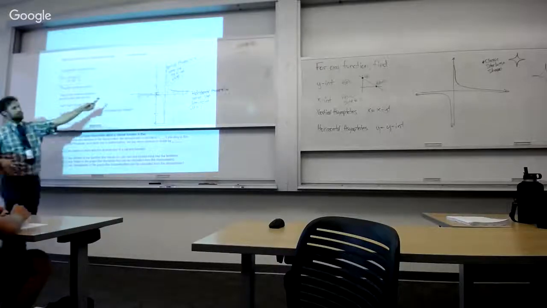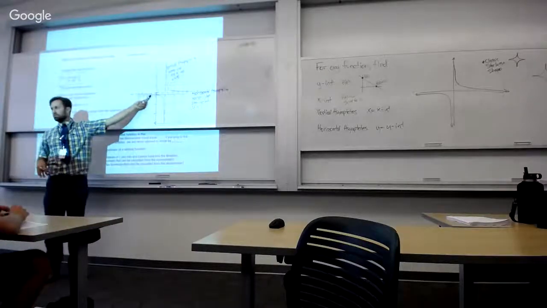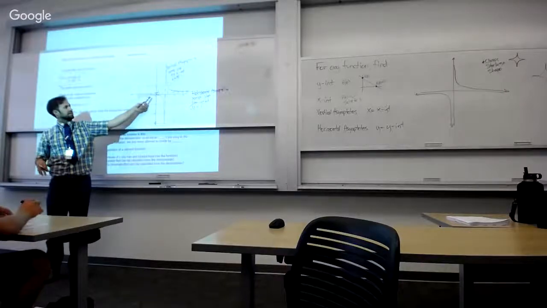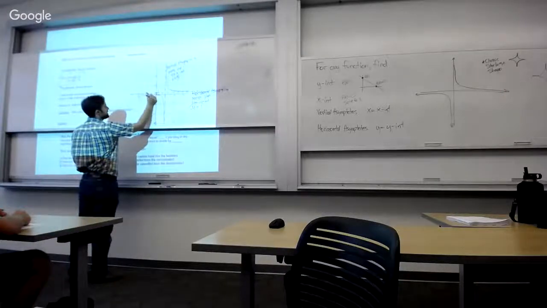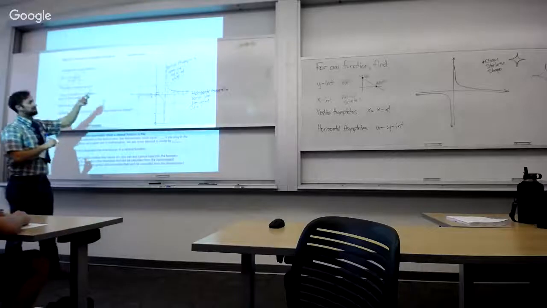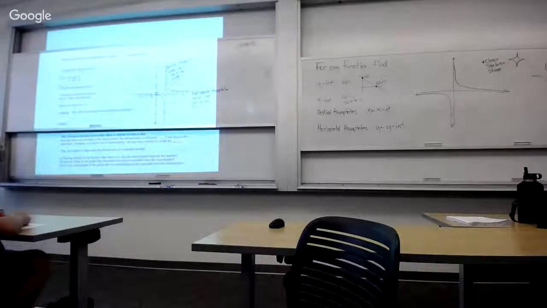But notice in this graph there is a hole. So notice I put a teeny little hole in the graph right there, meaning that if I were to plug -3 into this function, it would be undefined. That's what a hole is. A hole means that it's undefined.